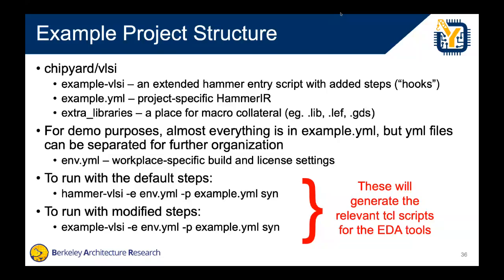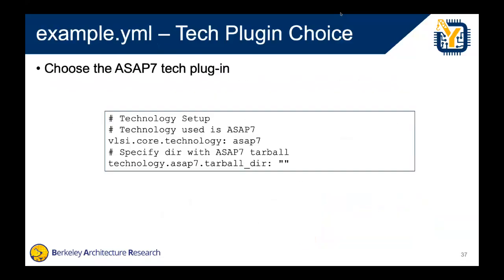Basically, to run Hammer, to have it run its flow, you're going to give it your YAMLs and then give it an action to take. And this one we just have the example.yml and syn, which is synthesis. But you can put par, you can put auto, which is the fancy one that just looks at your whole flow and tries to run everything to the end. And we'll talk more about those in a second.